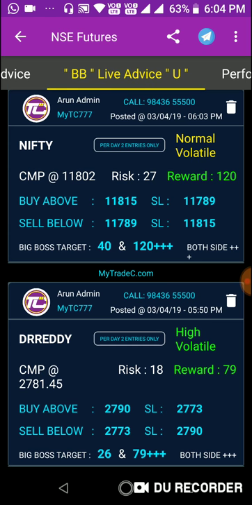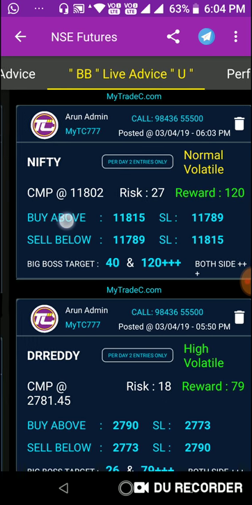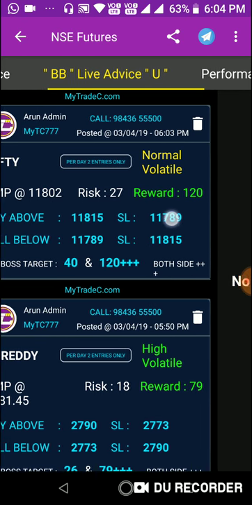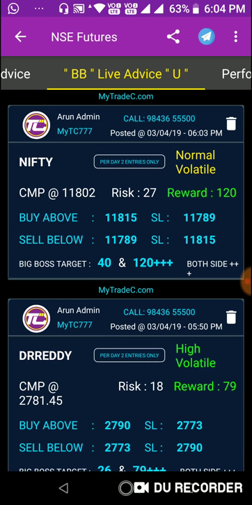How will the second entry come into the picture? The buy above is triggered, it doesn't go for the target, it hits the SL. Then the second entry will come into the picture. From the SL, you need to sell, like you need to do a reverse trade.